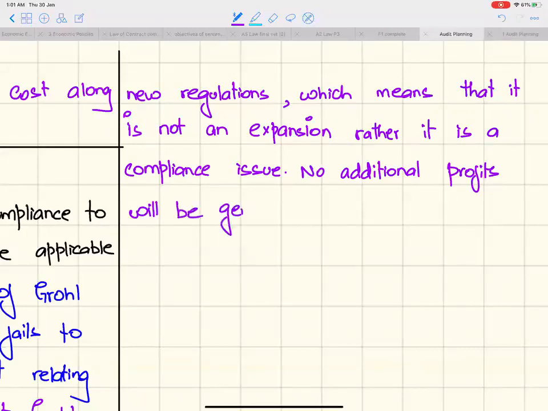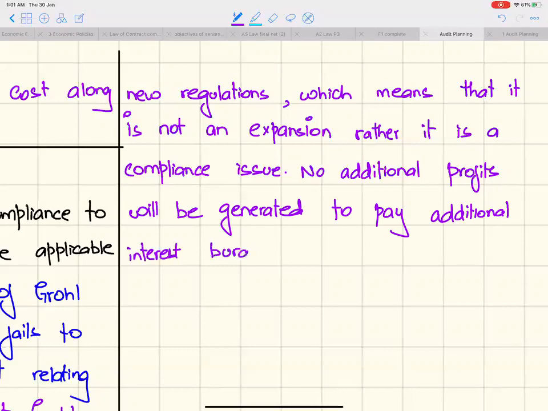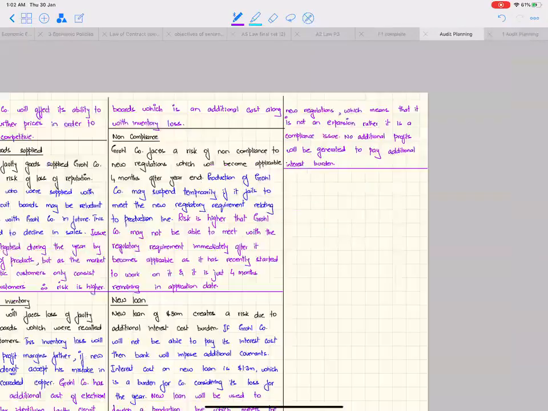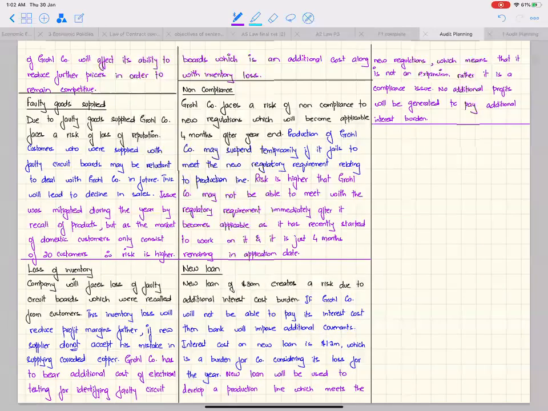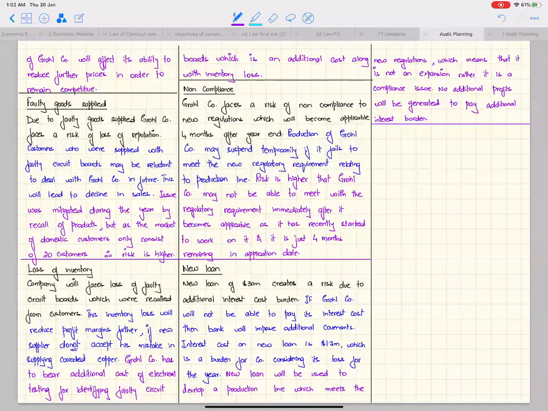To pay the additional interest burden. Obviously, we are not doing any expansion. We are just meeting the compliance issue. So if we are not getting any additional profits, how can we support this additional interest cost? So you can write it as an evaluative comment.